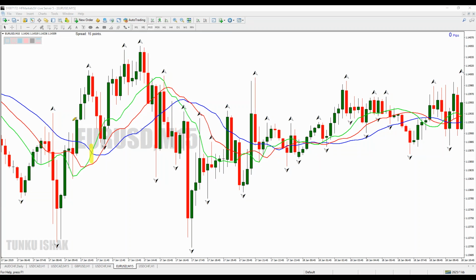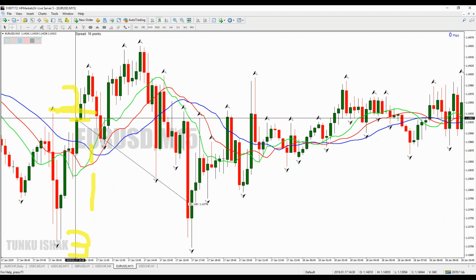Okay, 1, 2, 3. This is the entry point, but this is resistance. Price breaks above. Okay, this is signal number 1, this is signal number 2, and try to look at signal number 3. Worth it or not? Take a look. Okay, 23 pips is worth going for. But at the end of the day, it goes up halfway, 12 pips, but it falls down again.